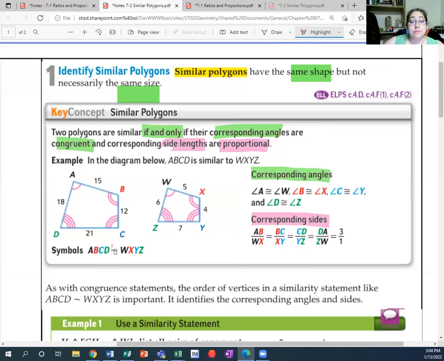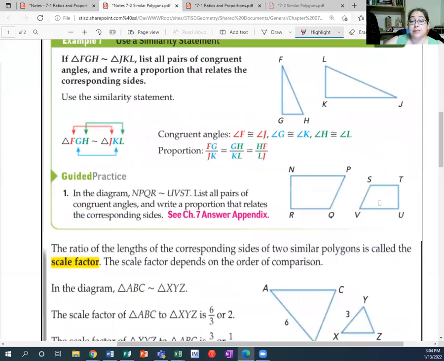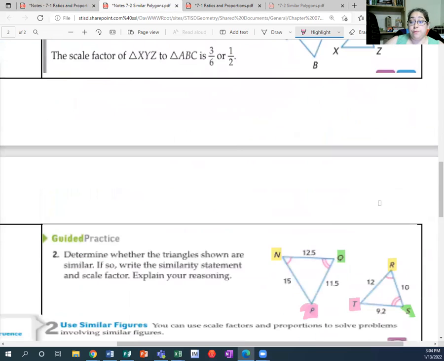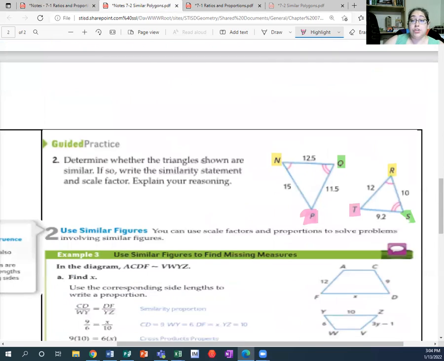And here's the symbol for similar. It is the squiggle from the congruent sign, but without the equal sign underneath, because we don't have all equal measures everywhere. Only the angles are equal measures. Got it? All right, let's practice how to determine if triangles are similar.